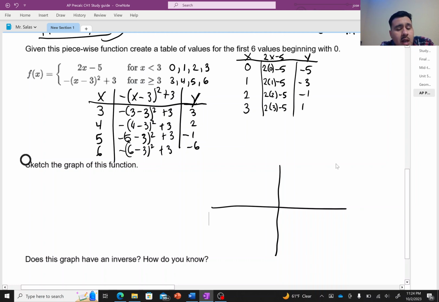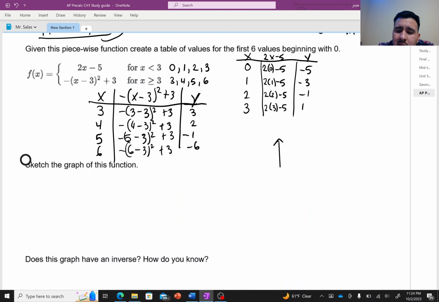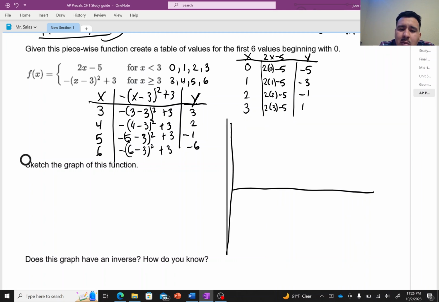Okay? So if I'm sketching this function, I'm going to graph the points here. For these points, I have to be a little bit on the accurate side. I notice for my x values, I have to go from 0 to 6, so my x axis has to be a little bit on the extended side. My y values go from -6 to +3, so my y axis has to be a little bit longer.